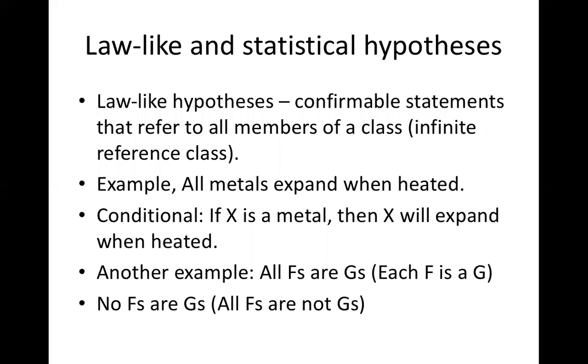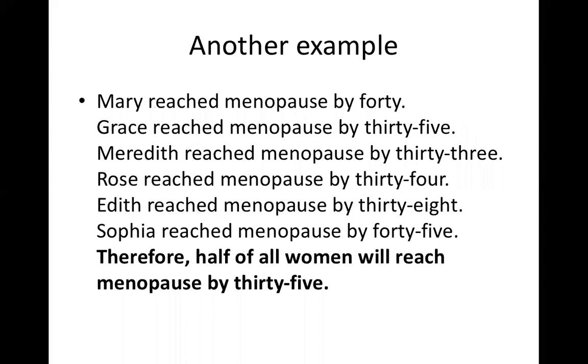Now, we needed that clarification because of this. There are two kinds of hypotheses. And I forgot to mention that the conclusion of an inductive argument is normally called a hypothesis. So, for instance, when we saw the argument about six women who reached menopause by 35 or not, the conclusion is a hypothesis. It's a hypothesis that you formulate and then you use experiments to confirm or disprove it. So inductive arguments are normally used in the sciences and their conclusions are normally called hypotheses.